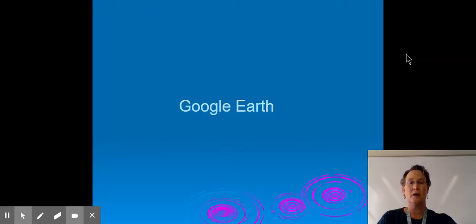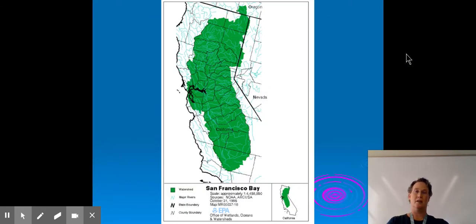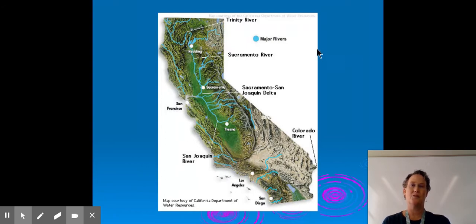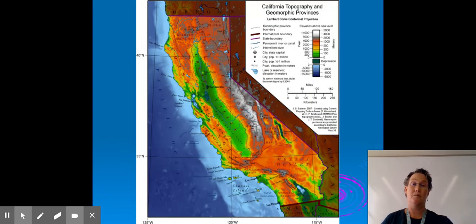All right. So I'm going to show you from a Google Earth image the watershed that is California. Most of California is a watershed. So let me show you how this works. Basically, it snows in the mountains, and then the water runs from the mountains out to the bay and out into the ocean. So this is our watershed, really important.